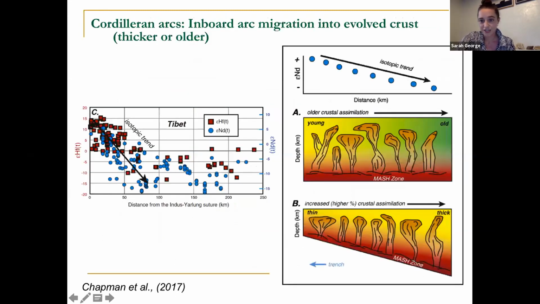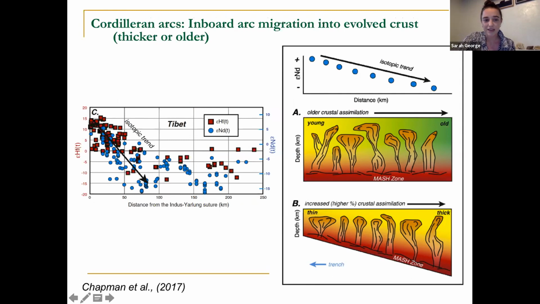So this is a really interesting data set that was put out by Jay Chapman in 2017. He has a follow-up paper in Geology with Mihai. And what he does in this paper is he looks at isotopic trends along convergent margins. And the question here isn't through time, but is rather a spatial issue.